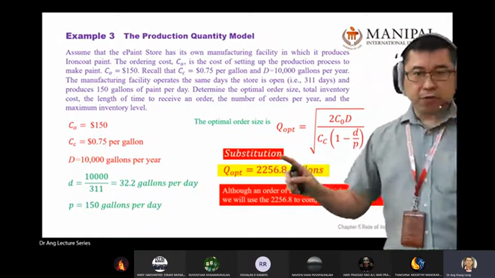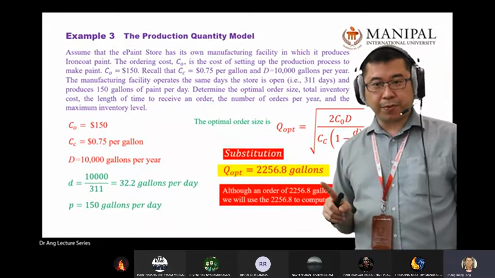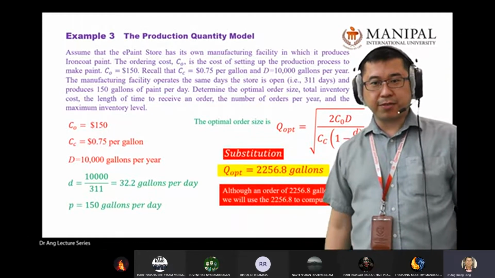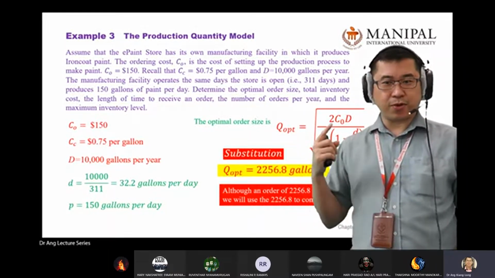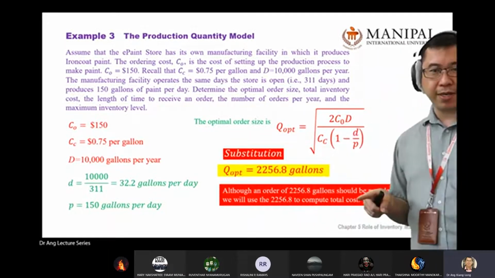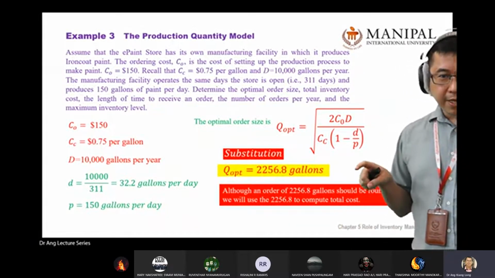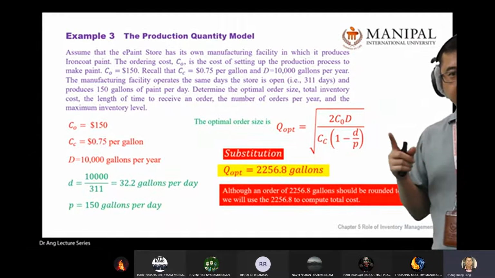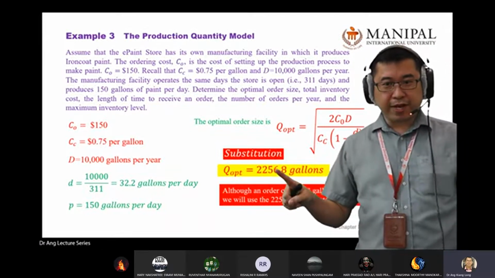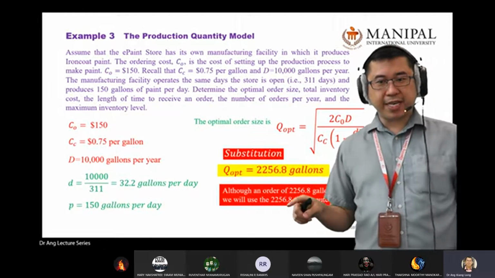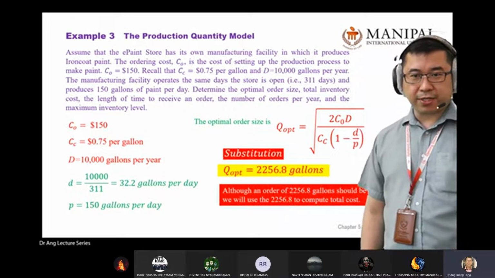So you have your Q op. However, you know that when you produce something, there will be no decimal places. You don't produce 0.8 gallon, right? Either you produce 1 gallon or 2 gallons, full number. So just for your info, in a realistic case, when you work outside there, this number you should round up. But in this case, we'll continue to use the 0.8 gallon for our calculation.